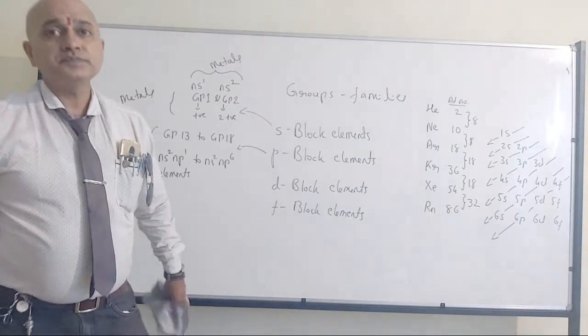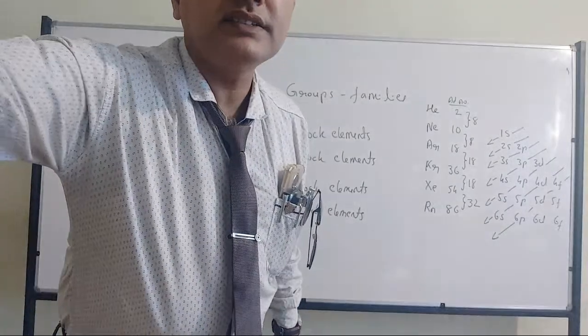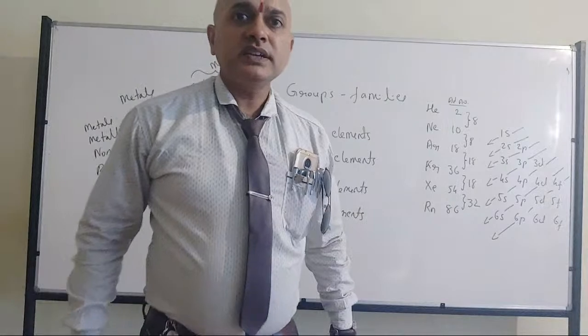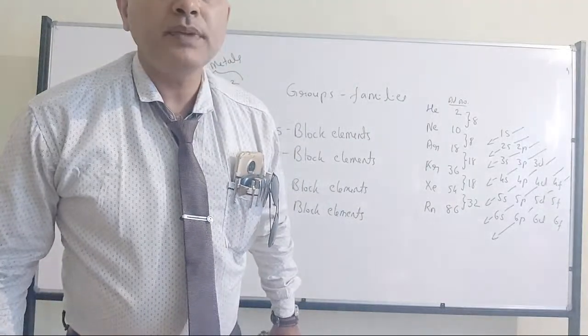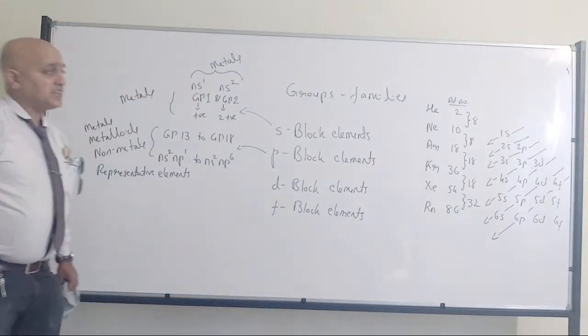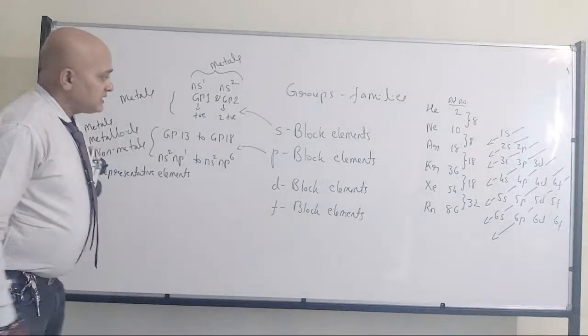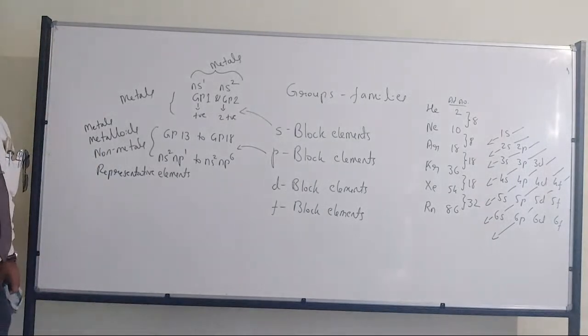Any doubts? I think someone has written: they are called representative elements because they have an incomplete outermost shell. Absolutely fine. So that's where their reactivity comes from. All of you have understood? Any doubts in this?